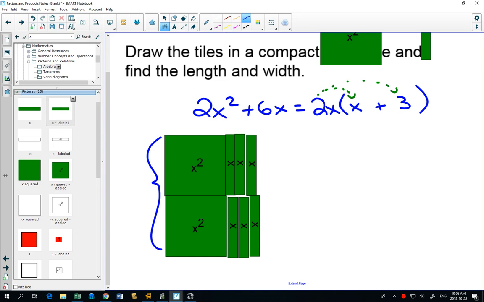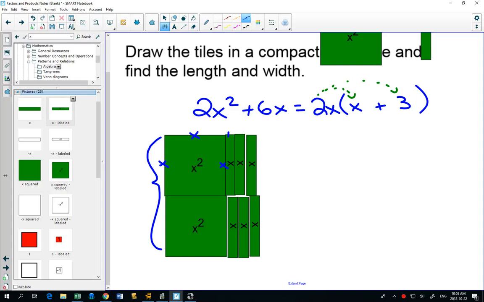Did you know that that's how the algebra tiles were actually made? That this x squared tile is an x squared because it has an area of x squared, because this side is x and this side is x. And the area would be x squared. And the x tiles have an area of x because this side is x and this side is 1. And x times 1 would give an area of x. And so the total area of 2x squared plus 6x would be this.